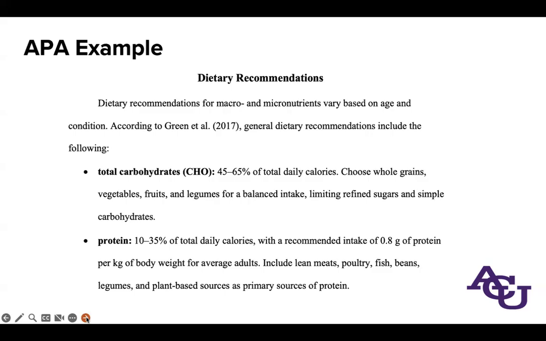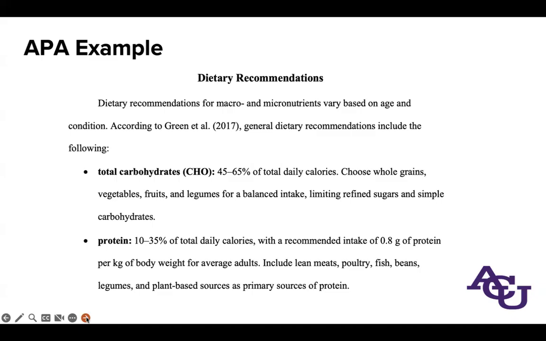Now, to format these bullets, I have used the fancy combination form where I start with the word, follow it with a colon. Notice that my word, total carbohydrates, starts with a lowercase t and protein starts with a lowercase p. I followed that with a colon. Then I have a sentence fragment that provides a little more information. Total carbohydrates, colon, 45 to 65% of total daily calories. Then because I'm going to follow it with a complete sentence, I put a period.